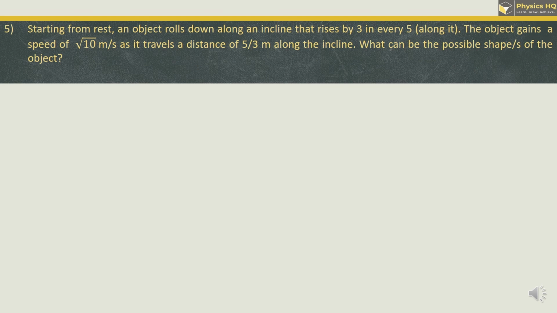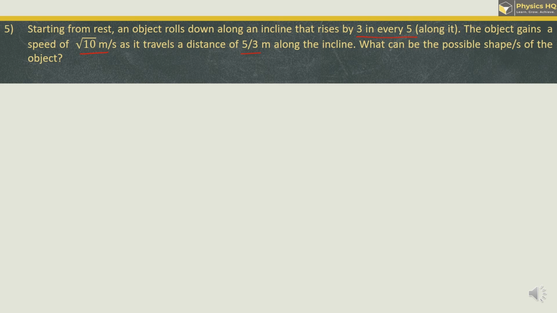Starting from rest, an object rolls down along an incline that rises 3 in every 5 along it. The object gains a speed of root 10 meter per second as it travels a distance of 5 by 3 meter along the incline. What can be the possible shape of the cylinder?